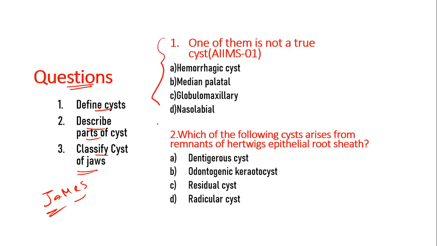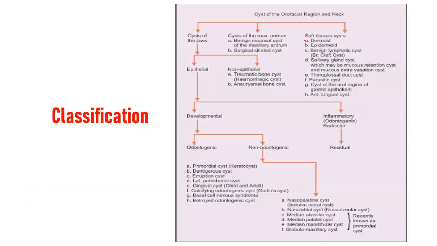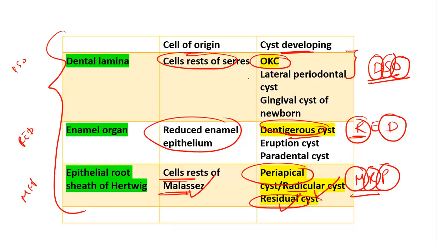So two MCQ questions. One of them is not a true cyst, right? Not a true cyst means it has a lumen and a connective tissue capsule, but no epithelial lining, right? So the answer obviously is your hemorrhagic cyst. You've already studied this, right? In this, epithelial cyst and non-epithelial cyst, the example is hemorrhagic cyst.